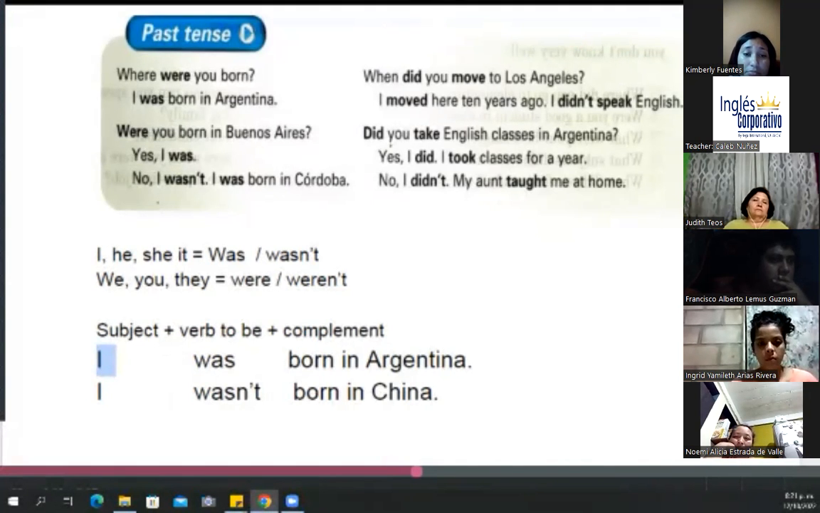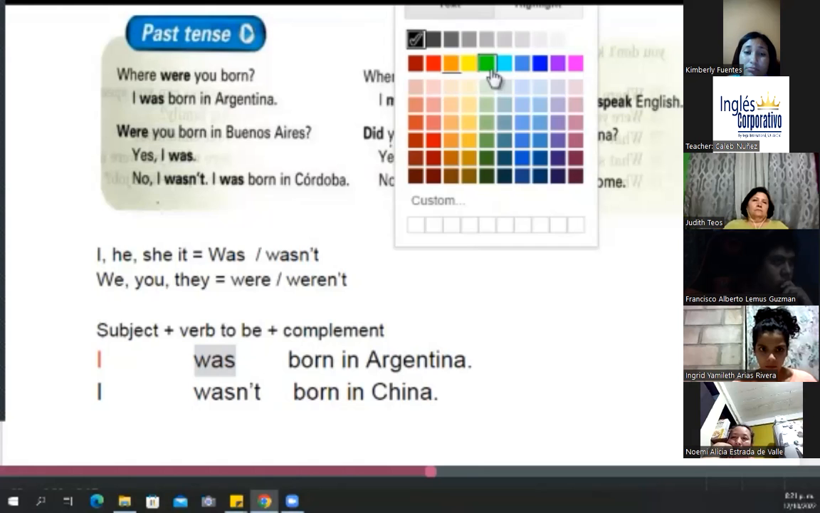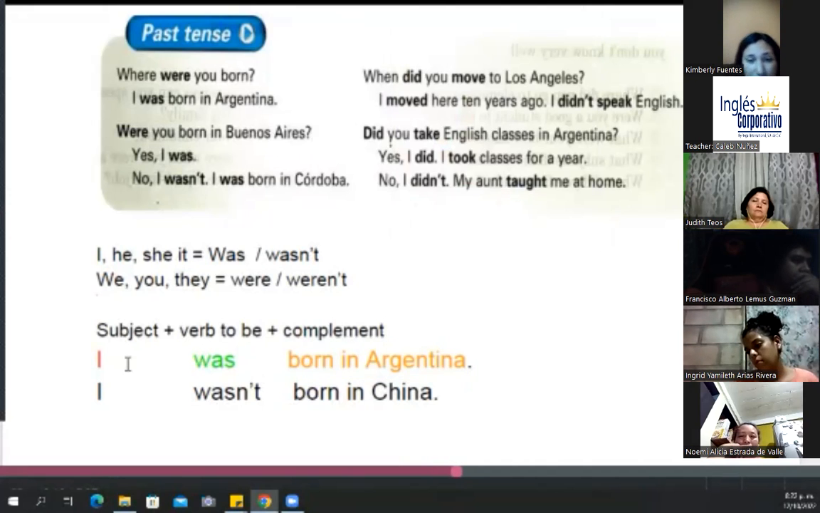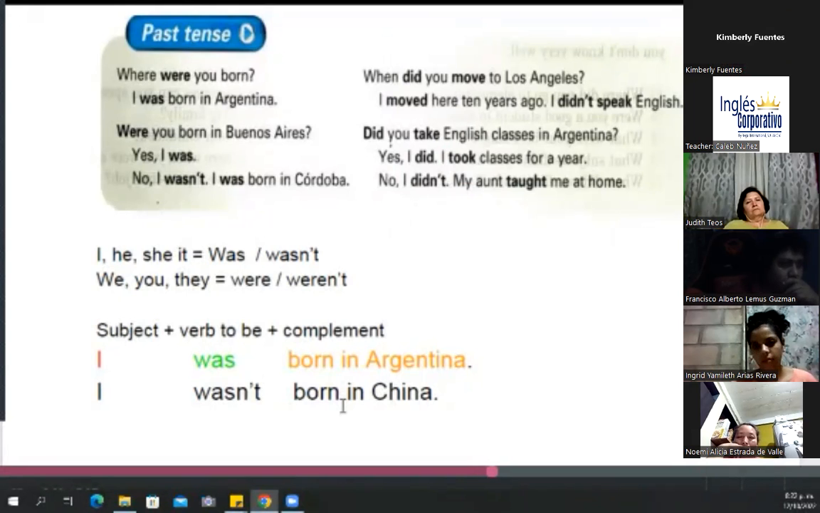And what I want to do at this time, I just want to quickly color that. I'm going to color the subject in red, and I would like to color the verb in green, and then the complement, I'm just going to go ahead and color that in a different color. It could be any color. The only thing that I want you to notice is that we have a subject at the beginning that follows the verb to be, and then that follows some sort of complement in order for us to make the positive statements or the negative statements.